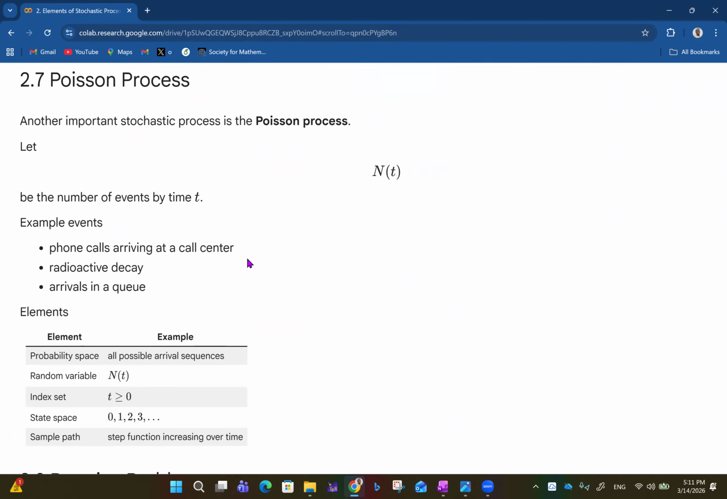So for this process, for instance, the probability space will be all possible arrival sequences, and the random variable is n of t. The index set is t, which is greater than or equal to 0, and you have the state space 0, 1, 2, 3, and so on. And you have the sample path, which is a step function increasing over time.